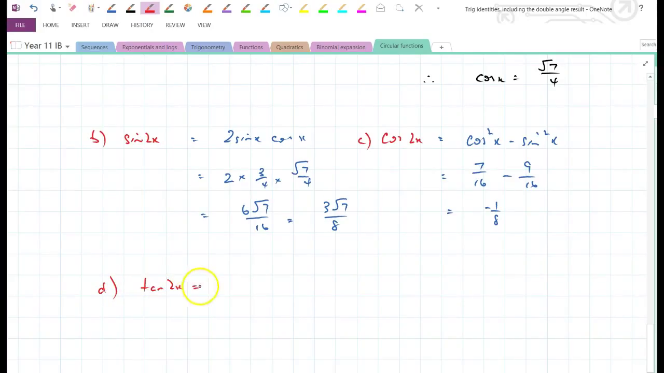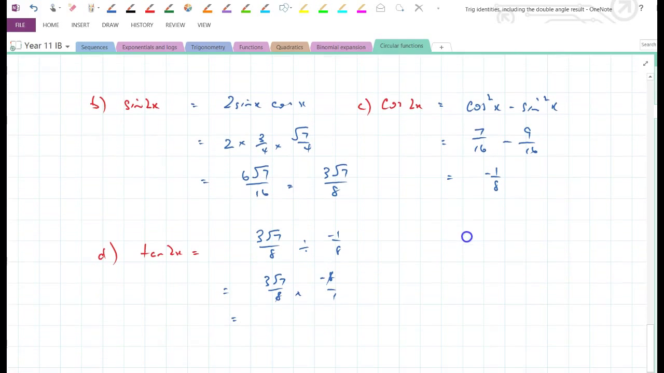And then part D, tan 2x. Tan 2x, that's equal to sine 2x, so that's just 3 root 7 on 8, and we're going to divide by cos 2x, minus 1 over 8. So it's 3 root 7 over 8 times minus 8 over 1. They'll go, and we're just left with minus 3 root 7 as my result. Okay, that's example 7.